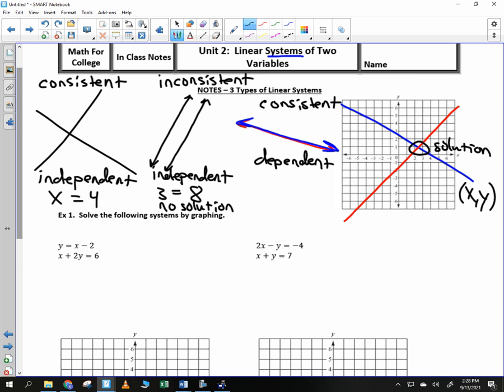In this situation, you would come up with, say, 3 equals 3, or 0 equals 0, or x equals x. Something where it's equal to itself. Is 3 always equal to 3? Is 0 always equal to 0? Is x always equal to x? So therefore, there's an infinite number of solutions.